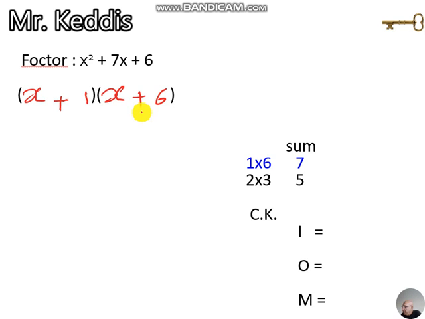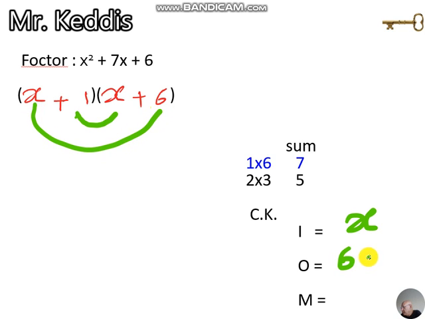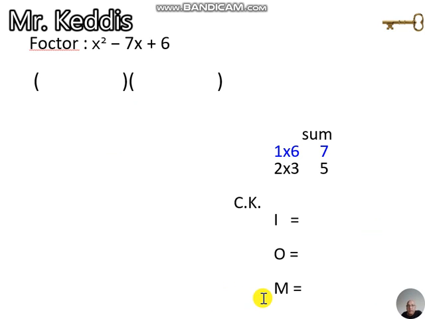Okay? I have to check my answer. This is the inner term, which is positive 1x. And this is the outer term, which is positive 6x. When I combine them, I get positive 7x. 1x plus 6x is 7x. The middle term is positive 7x, means my answer is correct. Move to the next one.